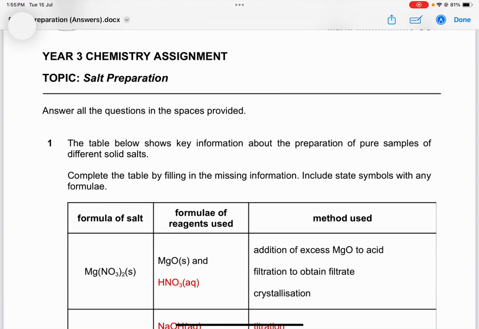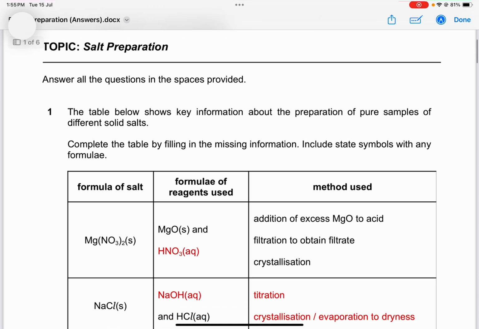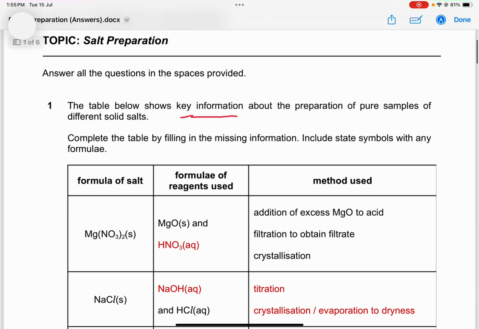Okay, I'll be going through the chemistry assignment for salt preparation. So let's start. Let's look at the first question. The table below shows key information about the preparation of pure samples. Take note, it's pure samples of different solid salts. It's for solid, pure salts.